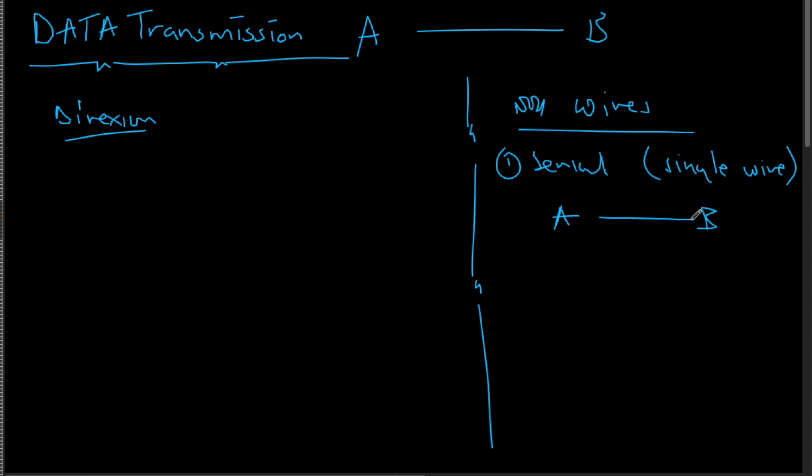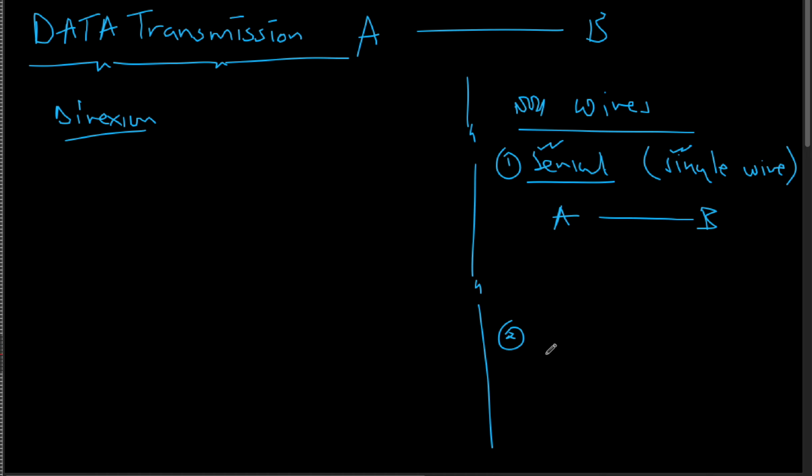We don't care if it's only from A to B, or only from B to A, or whatever directions. As long as a single wire is used, that's going to be called serial transmission. It's easy to remember because S for serial, S for single, so it's SS. Serial, single wire. You get the point?